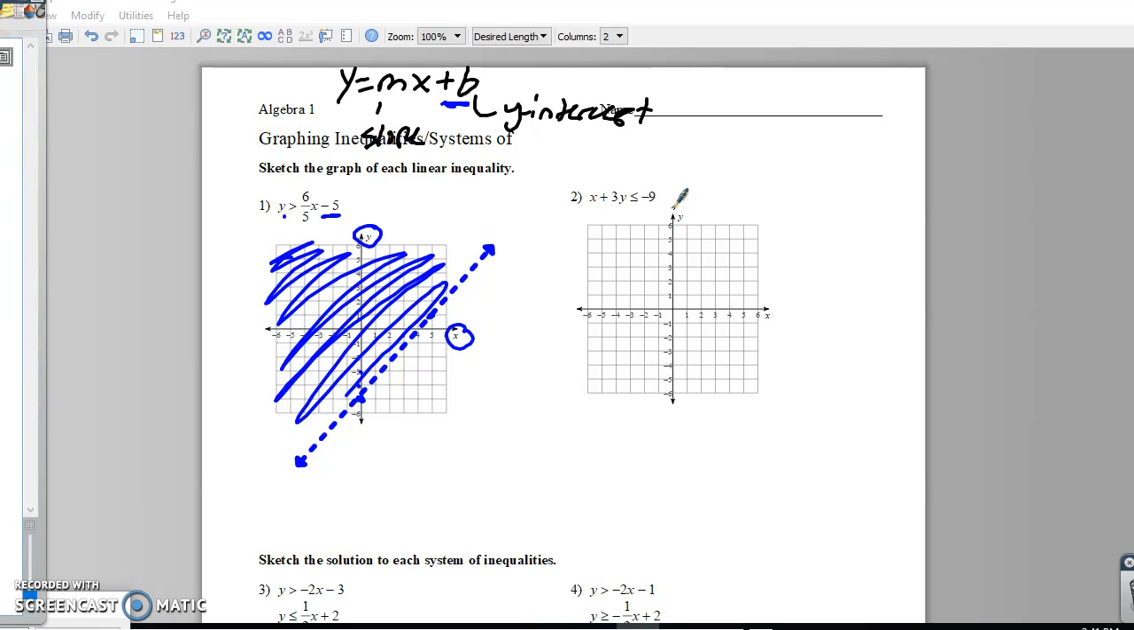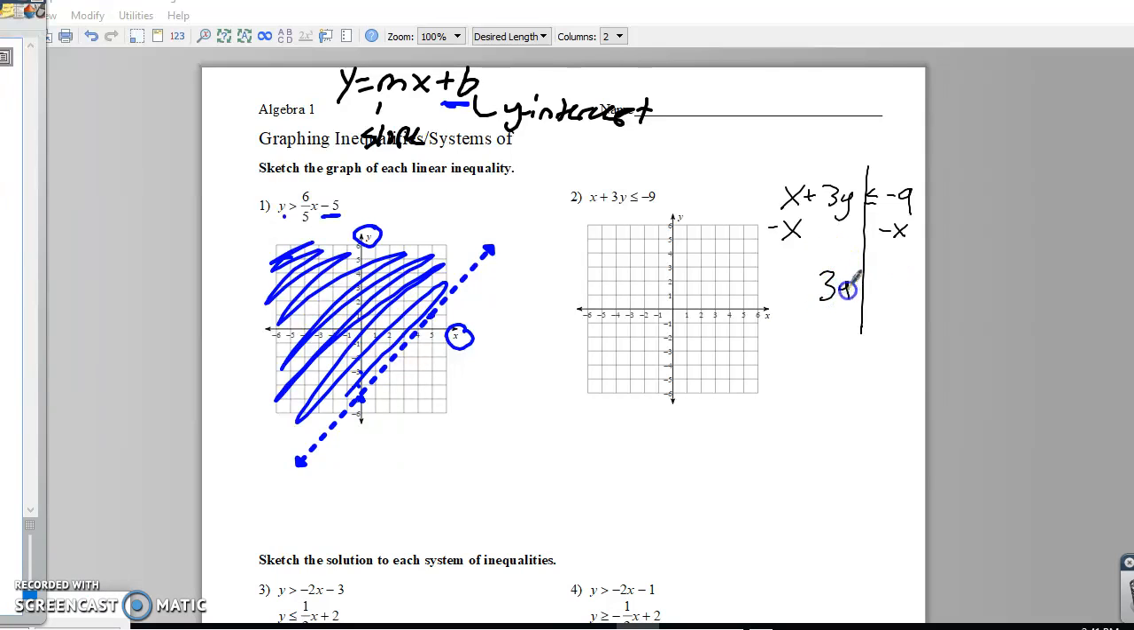It's not written in mx plus b or slope-intercept form. So my suggestion, I think, would be easiest for everybody: let's make it in slope-intercept form. So in other words, let's get y by itself. Well, I've got to get rid of an x right here. So I'm going to subtract x from both sides of my inequality. Some people like to have that line there to help them remember.